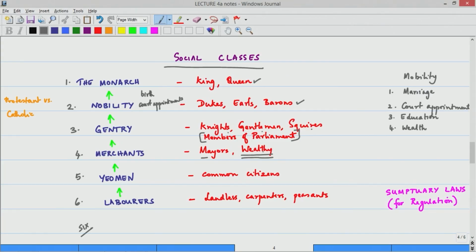So, there was a way in which the merchant class had begun to enjoy some kind of power at par with the noble classes, and they also begin to rise to power with the accumulation of wealth. So, at this point we find that apart from birth and the court appointments, there is also wealth which becomes a determinant of how one could climb up the social ladder.